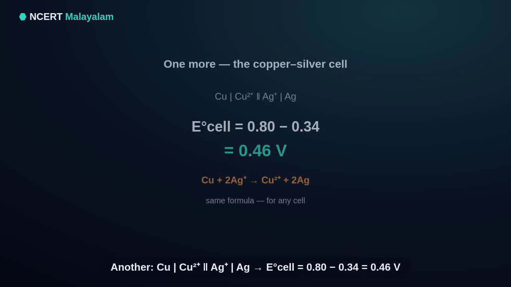One more example. For the copper-silver cell, the standard cell potential equals 0.80 minus 0.34, which equals 0.46 volts. The same formula works for any cell.